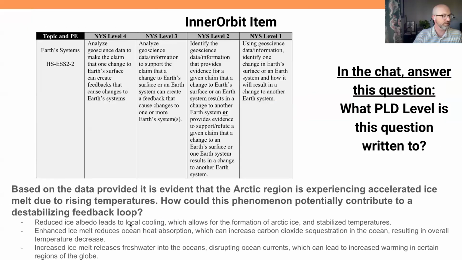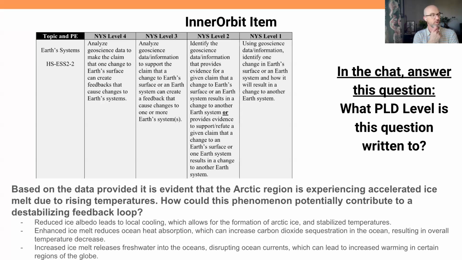And we ask students this question. We say, based on the data provided, it's evident that the Arctic region is experiencing accelerated ice melt due to rising temperatures. How could this phenomenon potentially contribute to a destabilizing feedback loop? So let's take a look at our PLD levels and figure out, this is one of the items from the in-orbit bank, what level is this item at? Are students identifying a change? Are they identifying the data that provides evidence for a claim? Are they analyzing that to support a claim? Or are they analyzing data to make a claim?